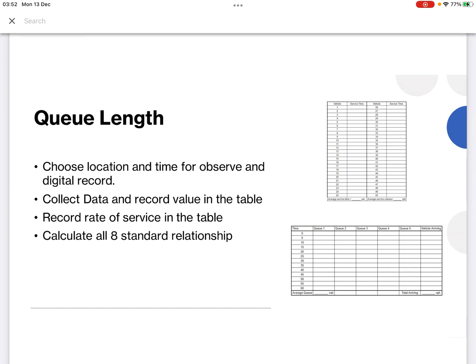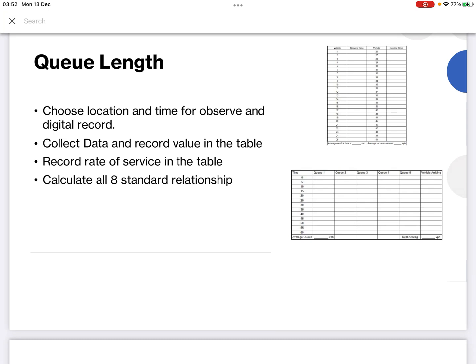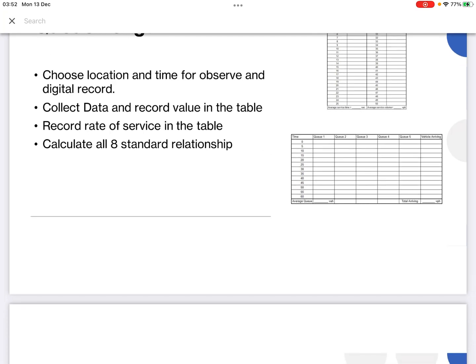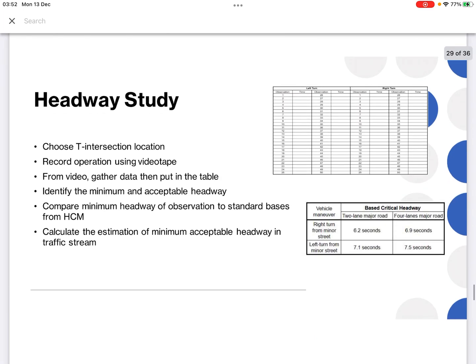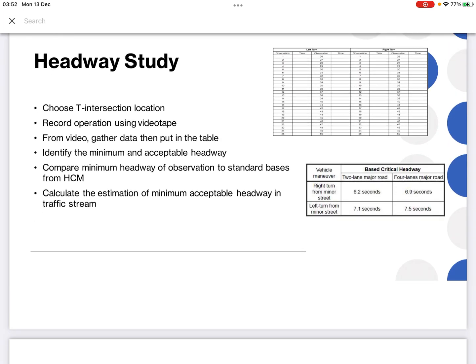Queue length. Choose a location for time and observe, digital record. Collect data and record values in the table. Record all rates of service in the table. Calculate all standard relationships. Headway study, choose a T intersection.